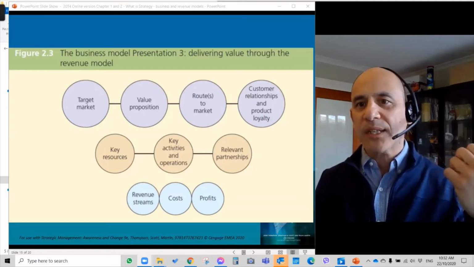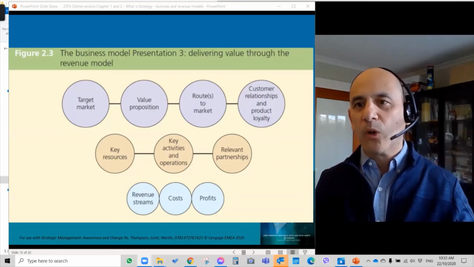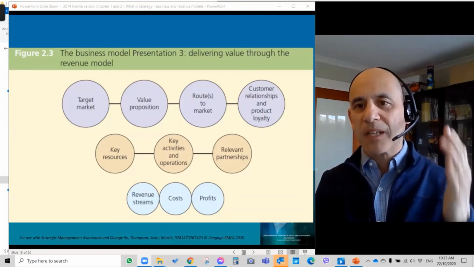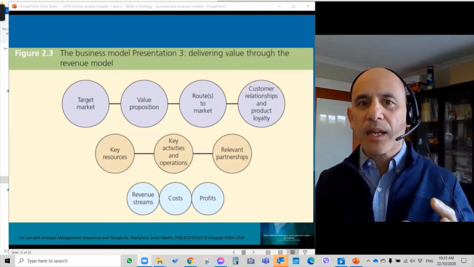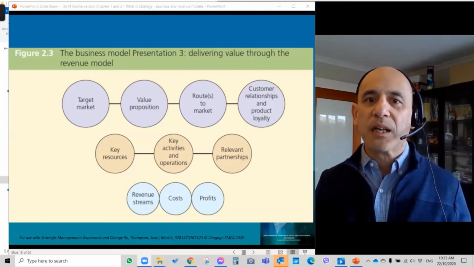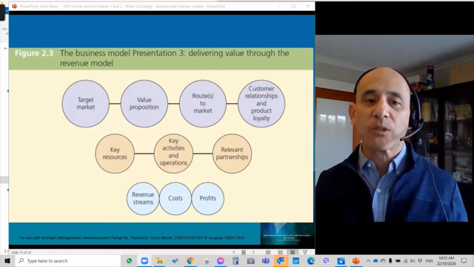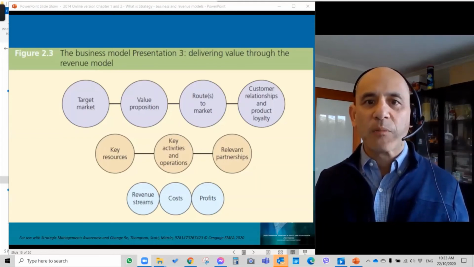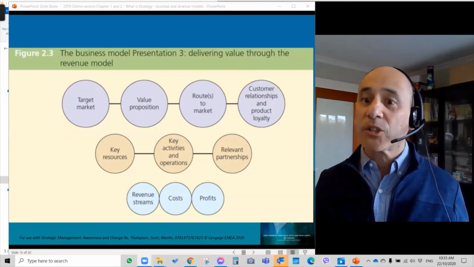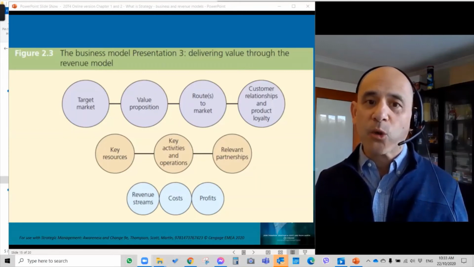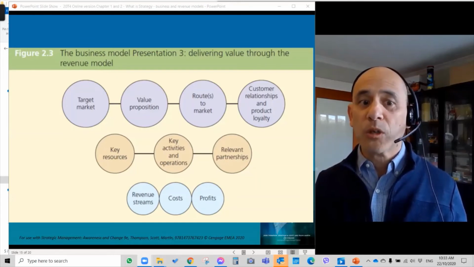Are we locating ourselves in inner Melbourne, or are we in a suburb? We've decided that our best route to market would be to situate ourselves within the city. And then, of course, how do we build loyalty, product loyalty, and customer relationships? So all of that is part of our business model. And if we move down here to the mid-level, we're looking at what resources do we need, what activities and operations should we be doing, and what partnerships should we be having in order to support the business model. And that would be part of what we call the revenue model.